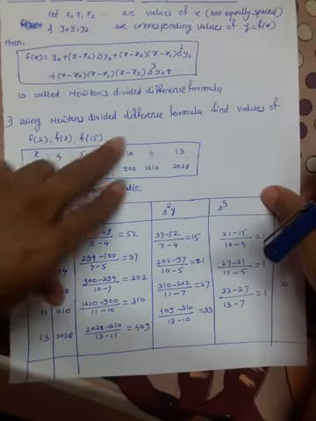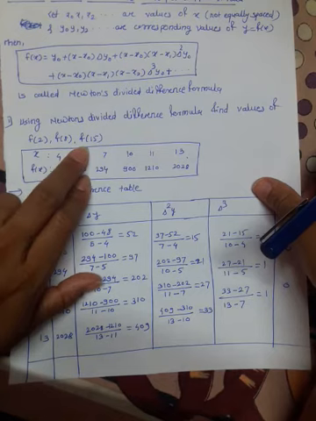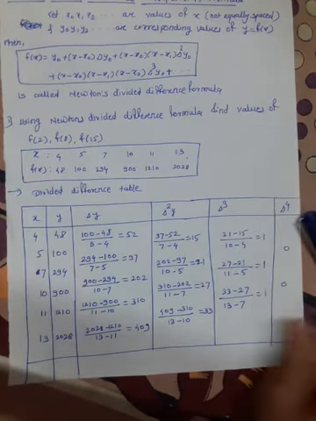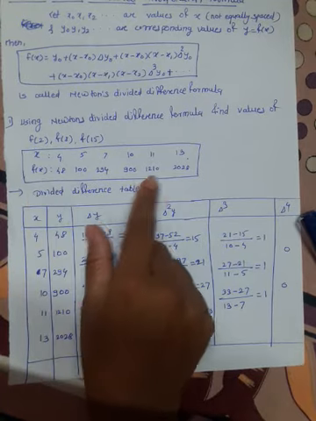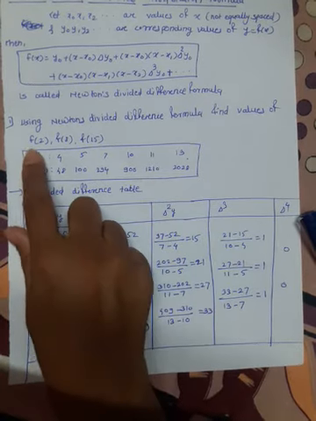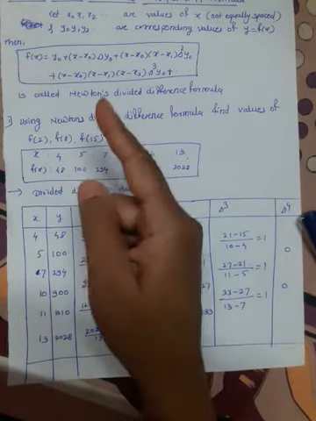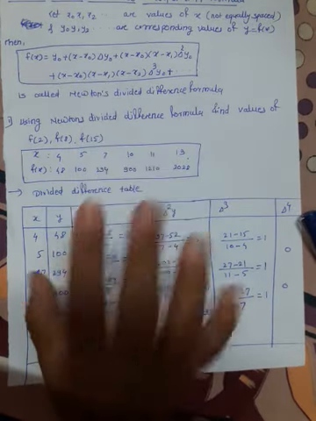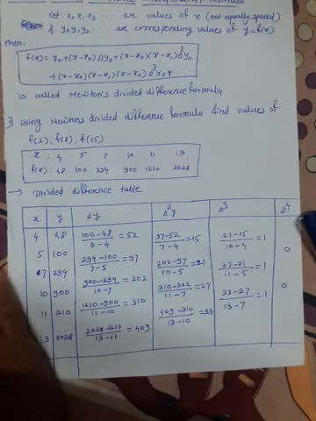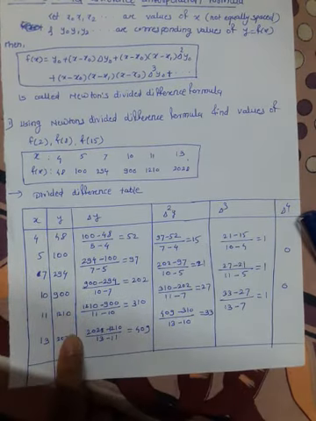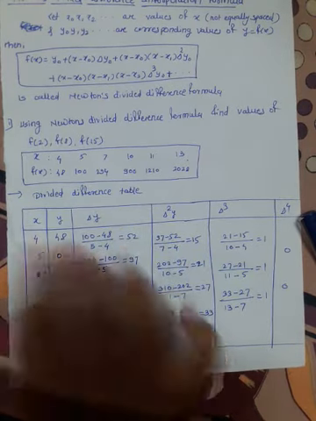Using Newton's divided difference formula, find the values of f of 2, f of 8, f of 15. Okay, from this table x values and y values, meaning f of x values, are given. We have to find the function value at 2, 8 and 15. Before that we have to find the function using this formula. Okay, let us start with the table. The table is different from the earlier table. Okay, x values and y values are there. This is the divided difference table. That's why the del values are different.